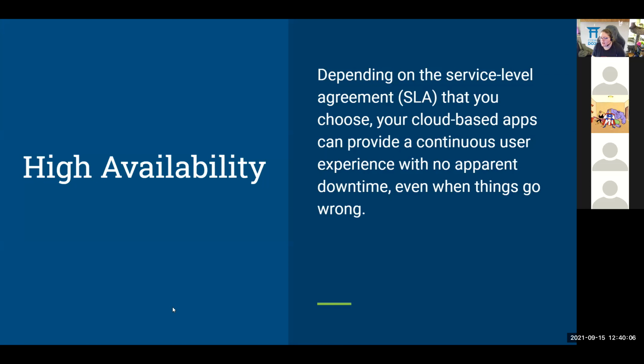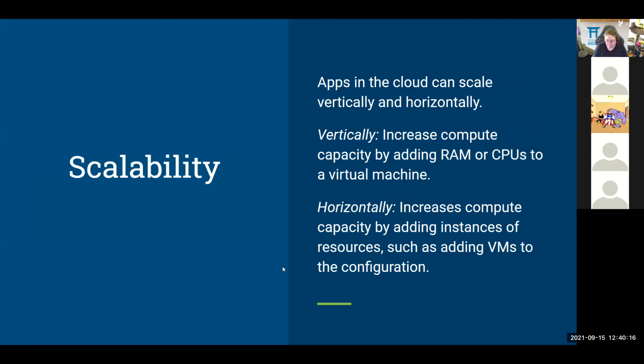So like I said, it is high availability. It's constantly up and running because they have all those redundant data centers in place. Scalability: you can increase the compute capacity by adding RAM or CPU to your virtual machines.